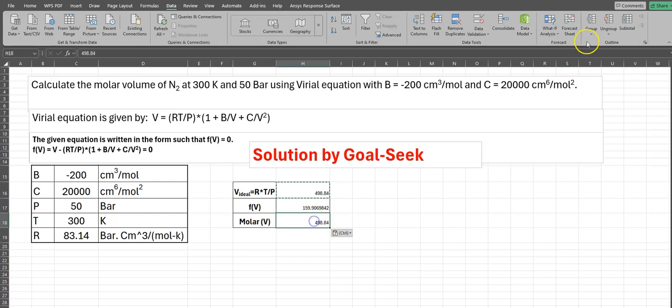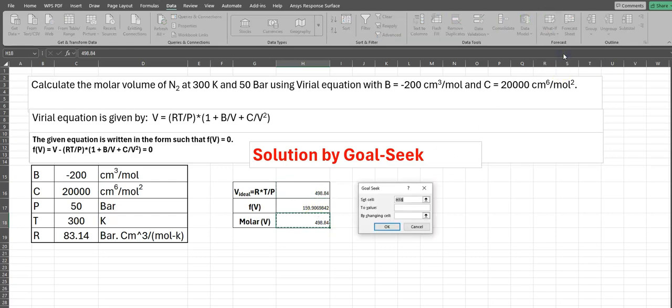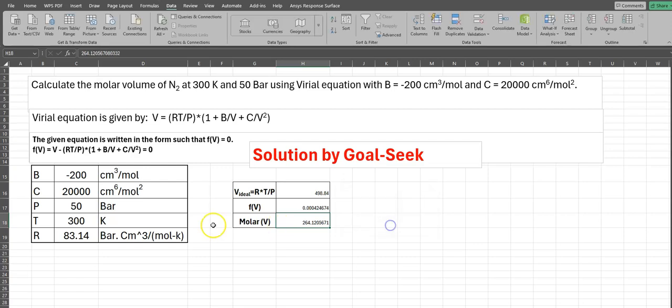Now I am using goal-seek. The set cell is this, and the to value will be 0, by changing this value. Now if I press OK, you see that f(V) is almost 0. Target value and current value: the current value is 0.004244674, and by changing that value I am now getting 264.1205671. So that will be my molar volume.